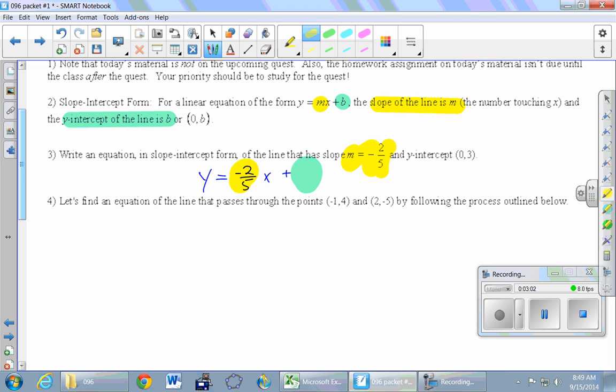That's right there. And then what number goes in blue? It's 3, because 3 is the y-intercept. Notice the 0 is implied, but it doesn't actually come into the equation. It's only the y coordinate of the y-intercept.